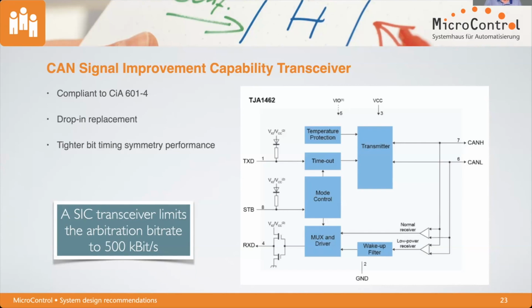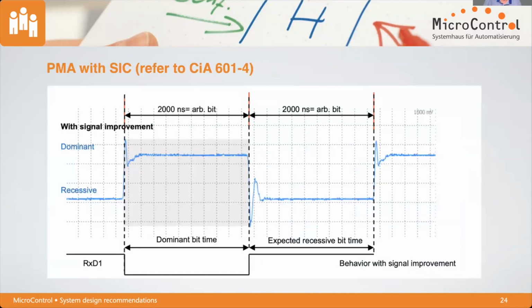But please keep in mind, if you want to design a system which should be able to run, let's say, at 1 megabit in arbitration bit rate and also higher bit rates, and you want to use SiC transceivers, that doesn't work. So it might also be a solution to use two types of hardware, two types of transceivers. We did something like this for some of our customers, just to keep that in mind.